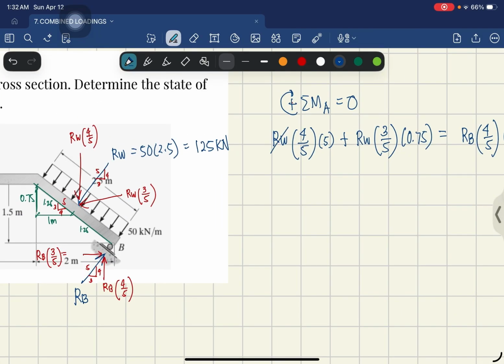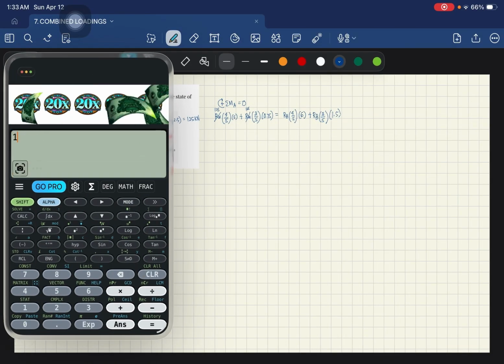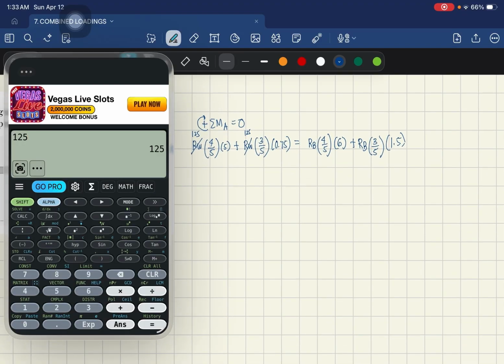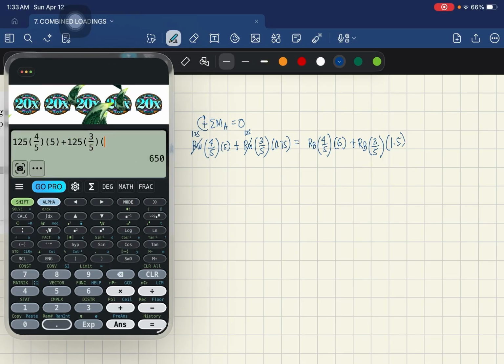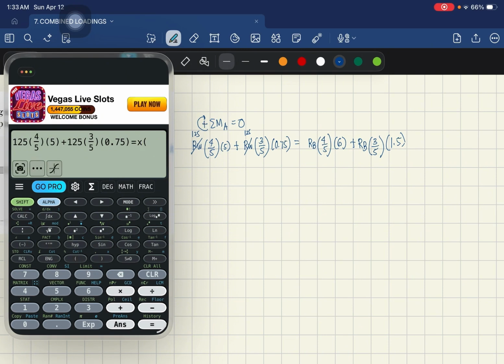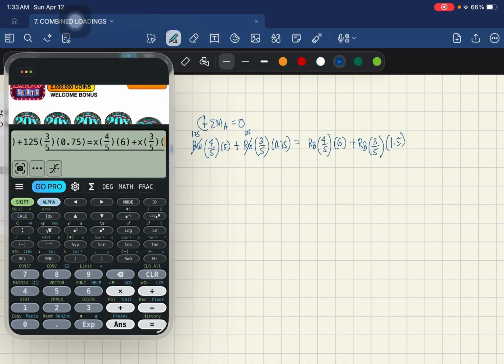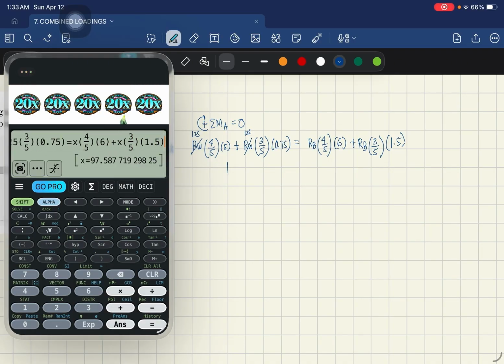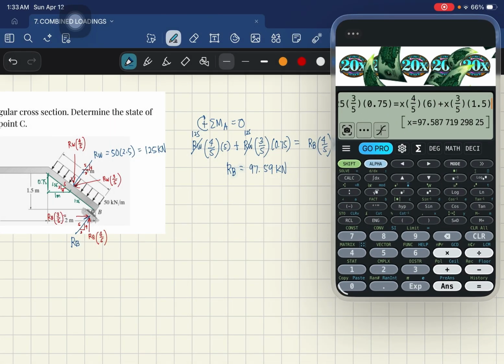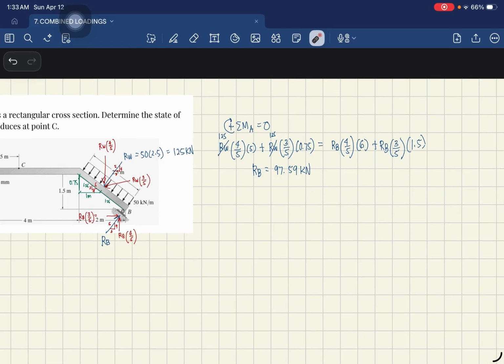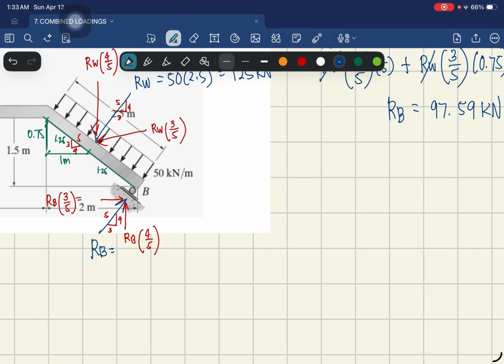So para makuha natin, substitute na natin tong value na 125, ito 125. So para makompute natin yung value ng RB, 125 times 4/5 times 5 plus 125 times 3:5 times 0.75 is equal to RB 4/5 times 6. So yung nakuha nating sagot for the RB is equal to 97.59 kilonewton. So yan yung resultant or reaction at point B.